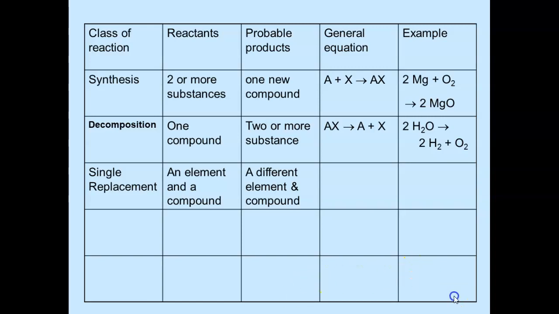Okay, wait, let's try this again. There we go. A plus BX yields B plus AX. So the A is going to go into where the B is, and the B gets kicked out.